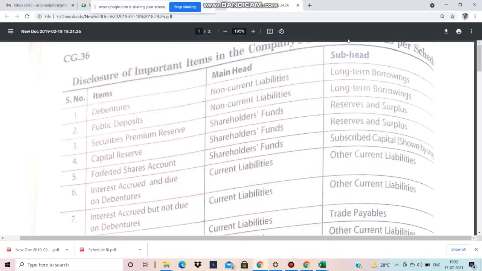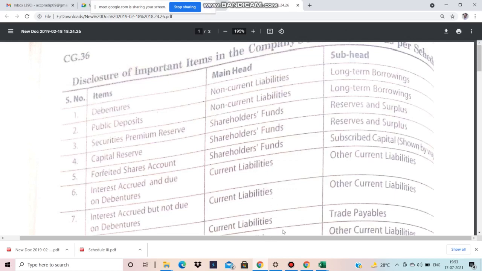Students, today we'll start the company balance sheet under Schedule 3 of the Companies Act 2013. In this chapter, you have to segregate the assets and liabilities and put them in the manner given by the ICAI, the Institute of Chartered Accountants of India. They have given a certain format and we have to follow it.